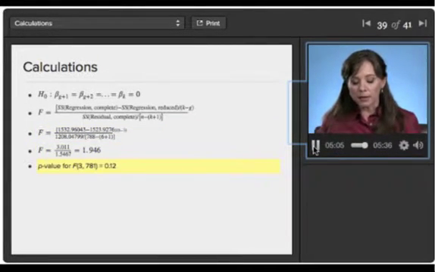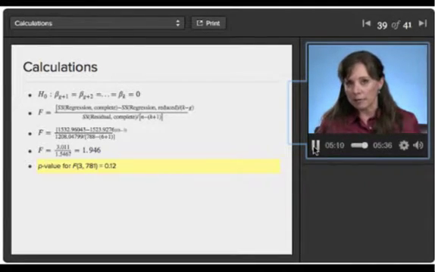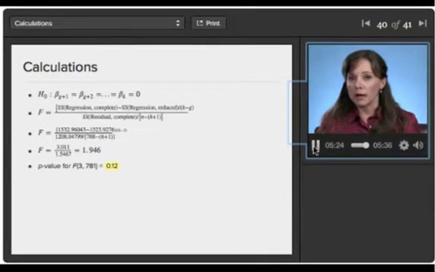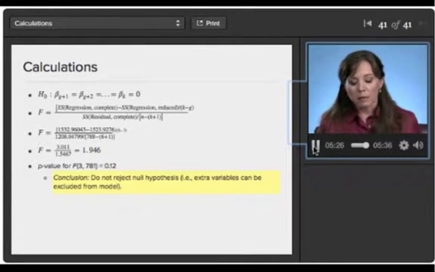The p-value for this particular F with 3 degrees of freedom and 781 degrees of freedom. This is a very large data set, so we have 781 degrees of freedom for the within sum of squares, or the residual sum of squares. Anyway, the p-value for that is 0.12. That's a large p-value, therefore we would not reject the null hypothesis, and we would conclude that it is safe to leave these particular variables out of the model and still have a very good prediction of log cost.